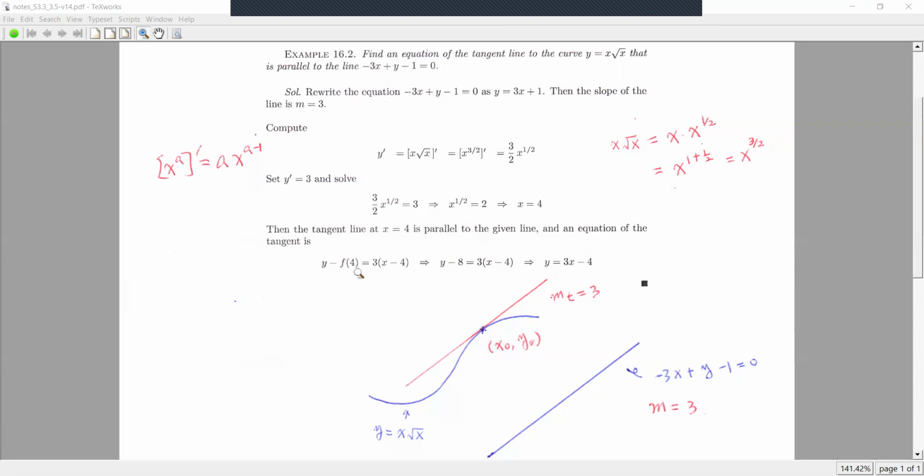Function value at 4. Plug in 4 in the function. Then 4 times square root of 4 is 8. Function value at 4 is 8. Simplify this equation. Then this is the equation of the tangent line to the graph of this function that is parallel to this given line.